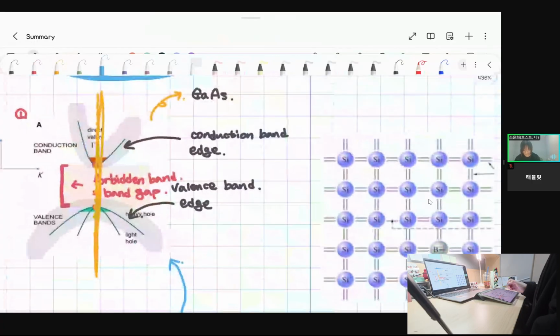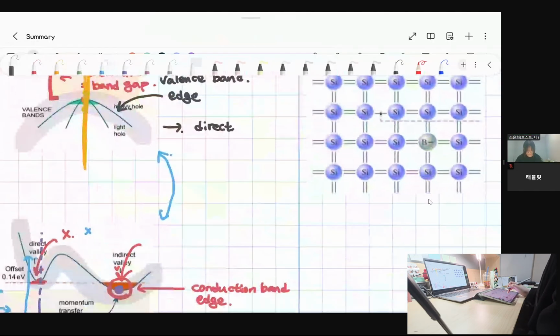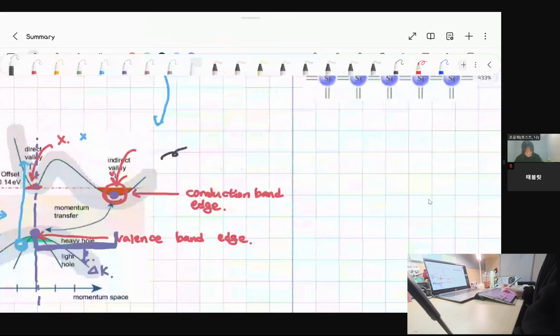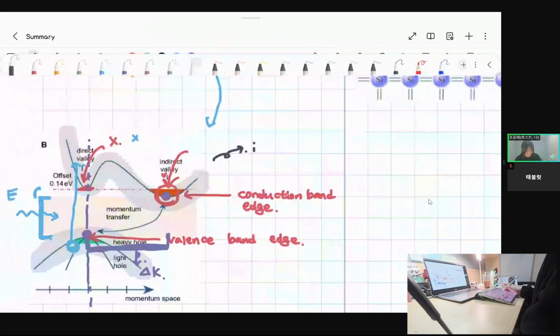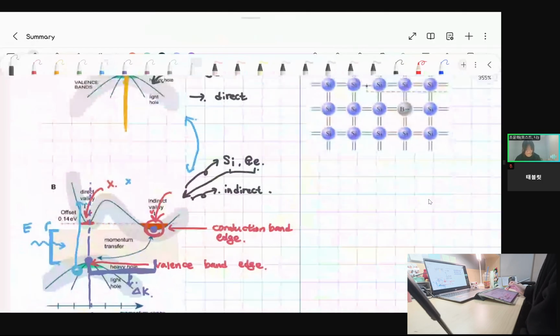So we can call the first case a direct band gap diagram, a direct band semiconductor. In this case, we can say indirect. So silicon or germanium is in that case, an indirect semiconductor.